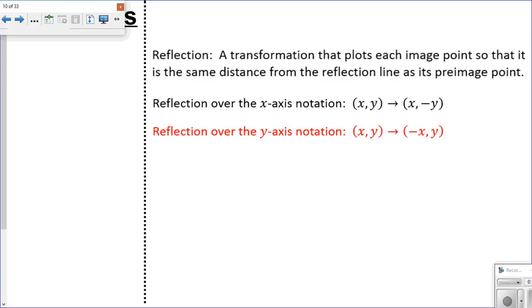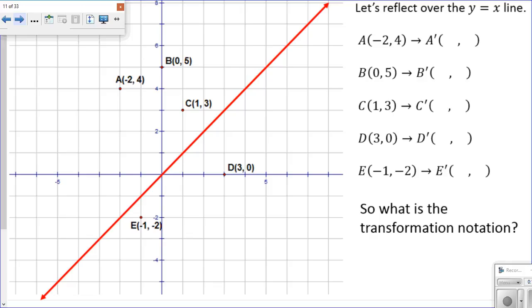You guys can pause at any time. All right, now here's the ones that are a little harder.